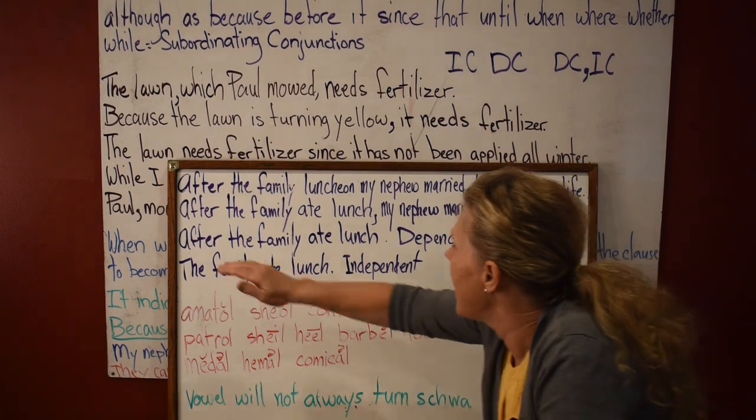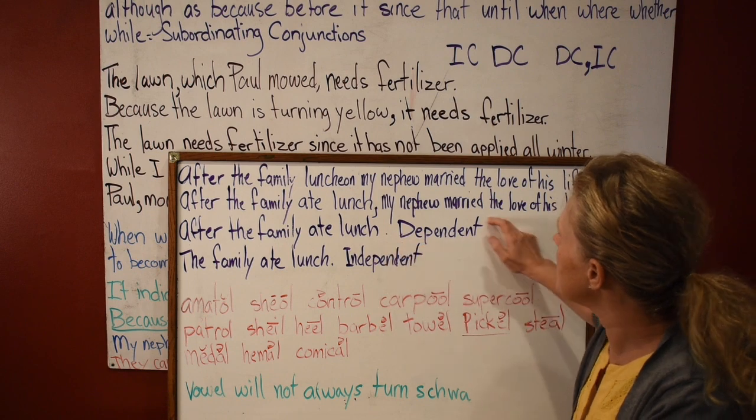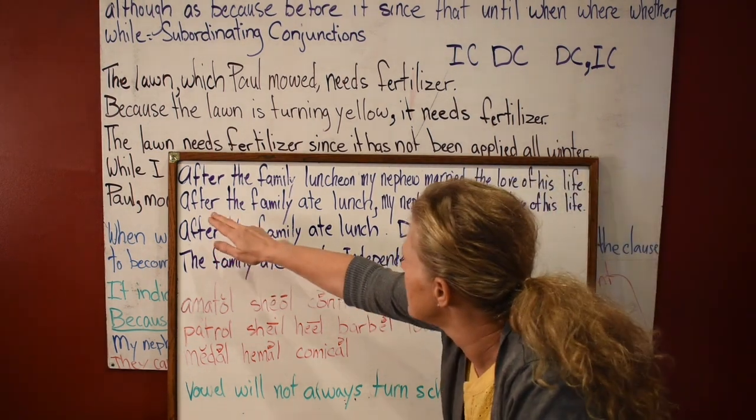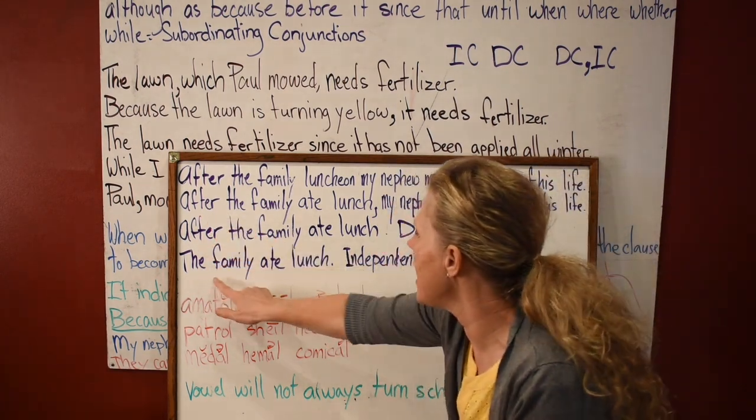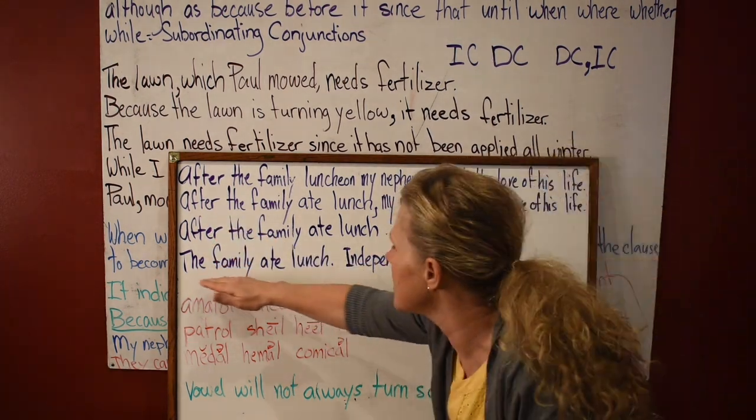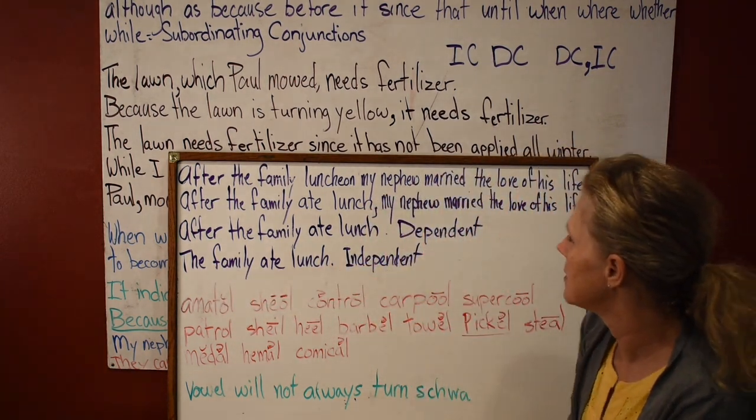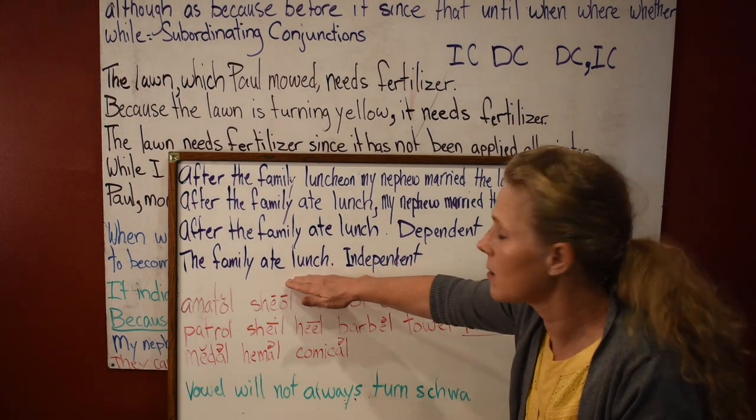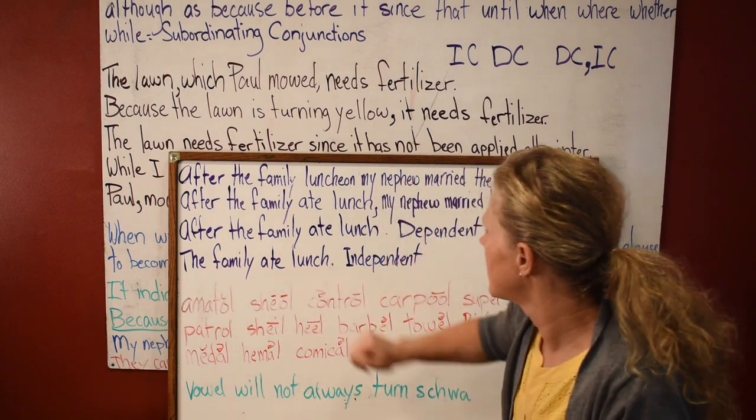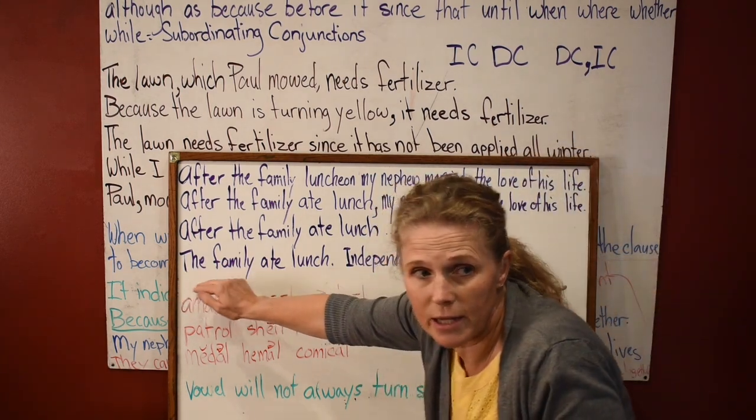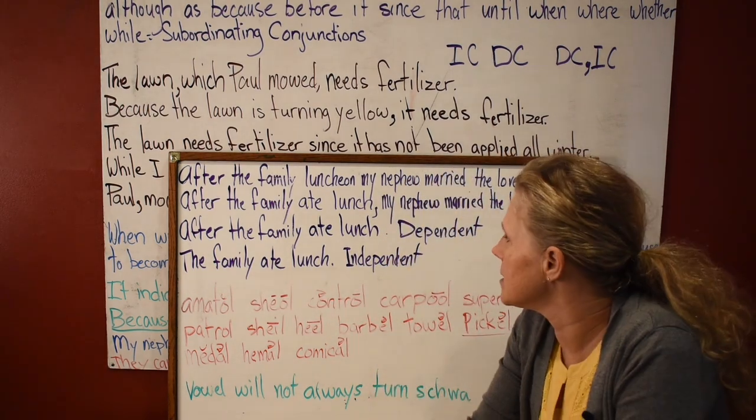Now this one, after the family ate lunch, this becomes a dependent clause. See, right here is dependent. The family ate lunch. Without the "after," it's independent. See how this stands alone, all by itself. The family ate lunch, all by itself. Can you see how that is all by itself? Subject, verb. It does not need a subordinating word. Once you put the subordinating word, it has now become dependent.